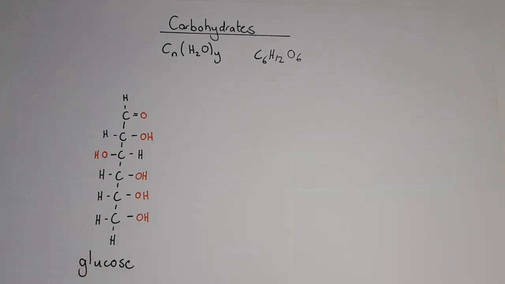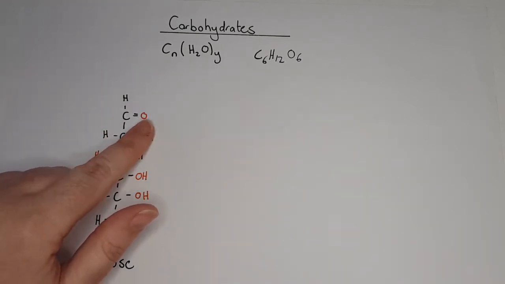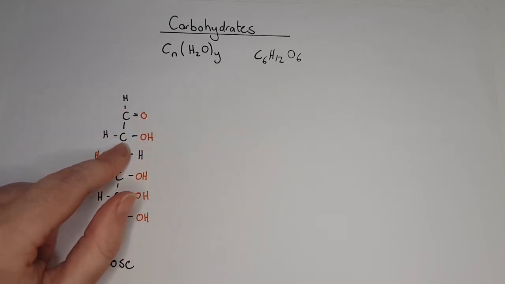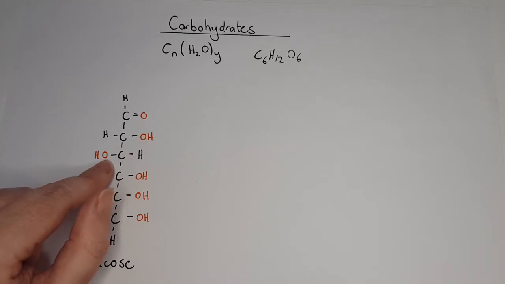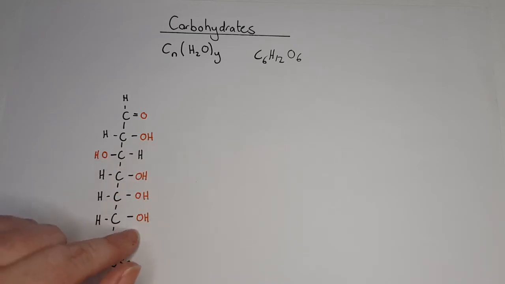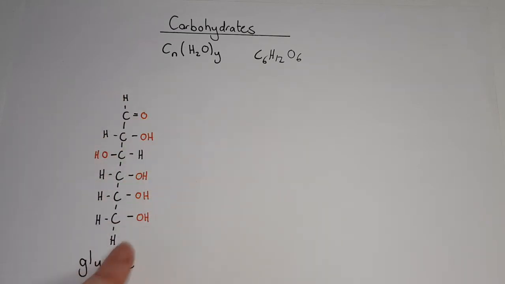So our most common carbohydrate is glucose. So now this is the straight line structure of glucose. So we've got C, that's double bonded to an O. On the second one, there's an OH group, that's to the right, then an OH to the left, and then to the right, all the way down. So there's 6 C's, 12 H's, and 6 O's.